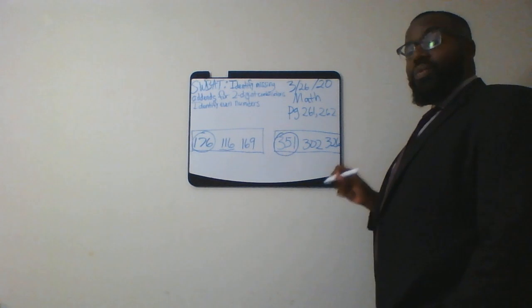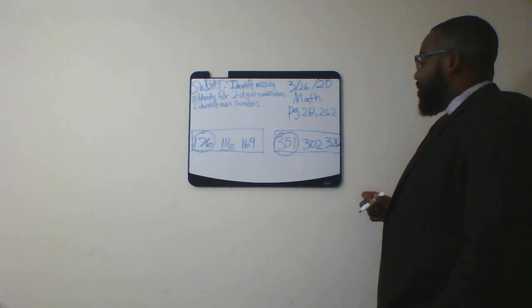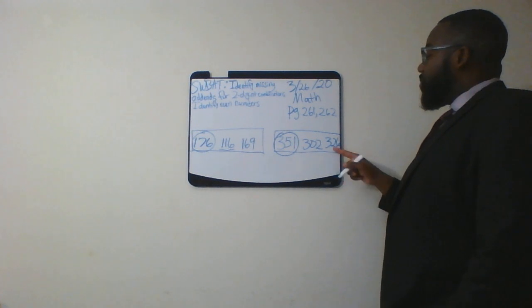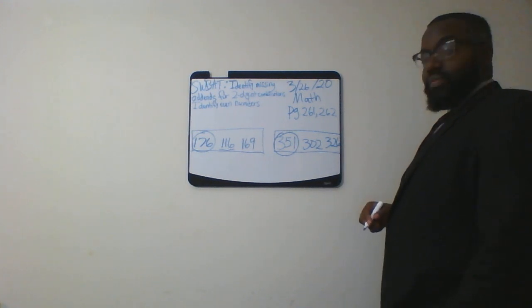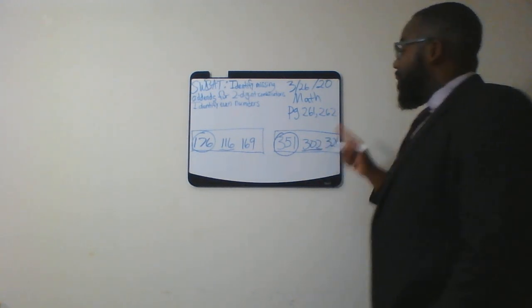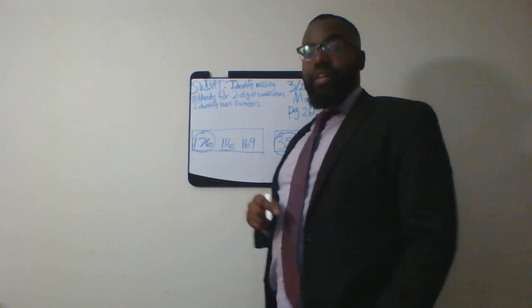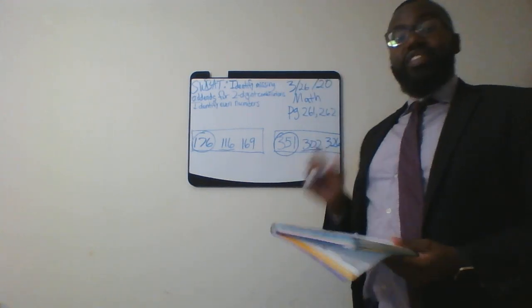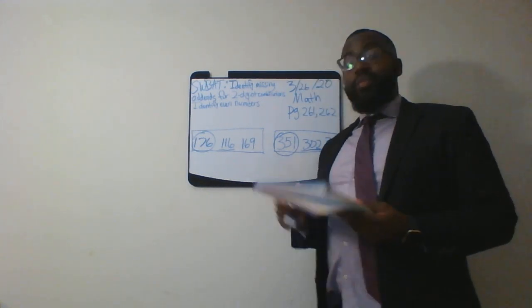Now, I have to find out what is the least. What is the smallest number, so I can underline it, out of 302 and 326? Awesome. 302 is the least. So I'm underlining that number. So for number 2, that's all you have to do. You circle the number that is the greatest, and then you underline the number that is the least.